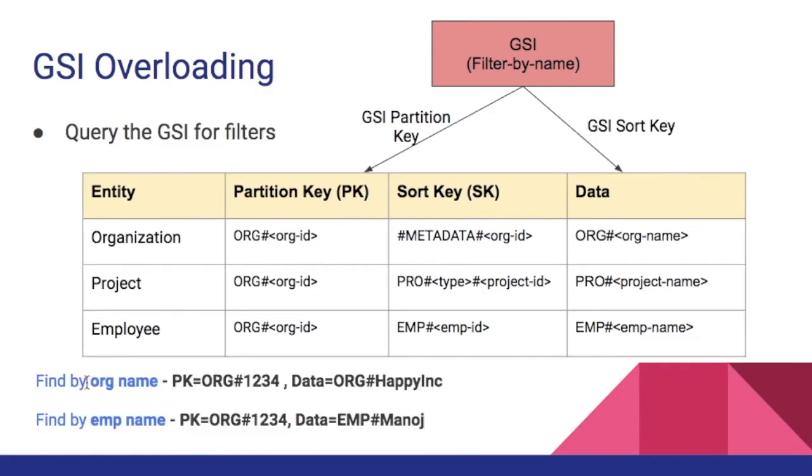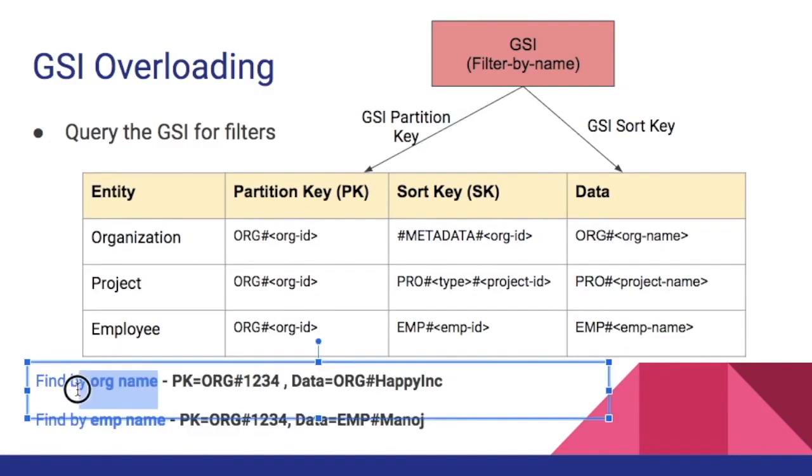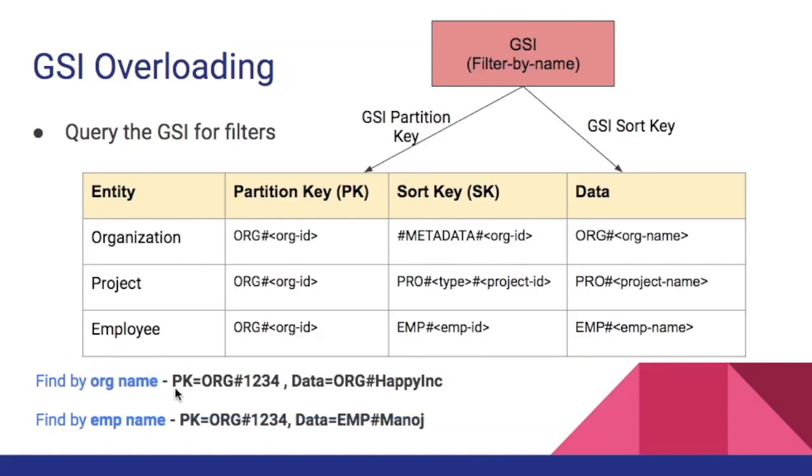If I want to find an organization by its name, what I can easily do is query the filter by name GSI, where its partition key is ORG# followed by the organization ID, and its sort key, in this case data, we can pass the constant prefix ORG#, then whatever the user picks or types into the front end. So in this case, let's say happy ink.